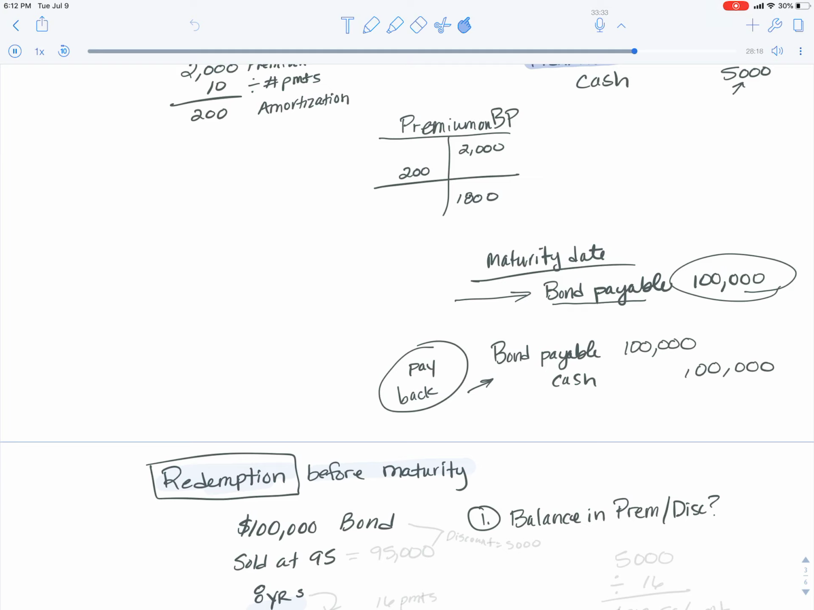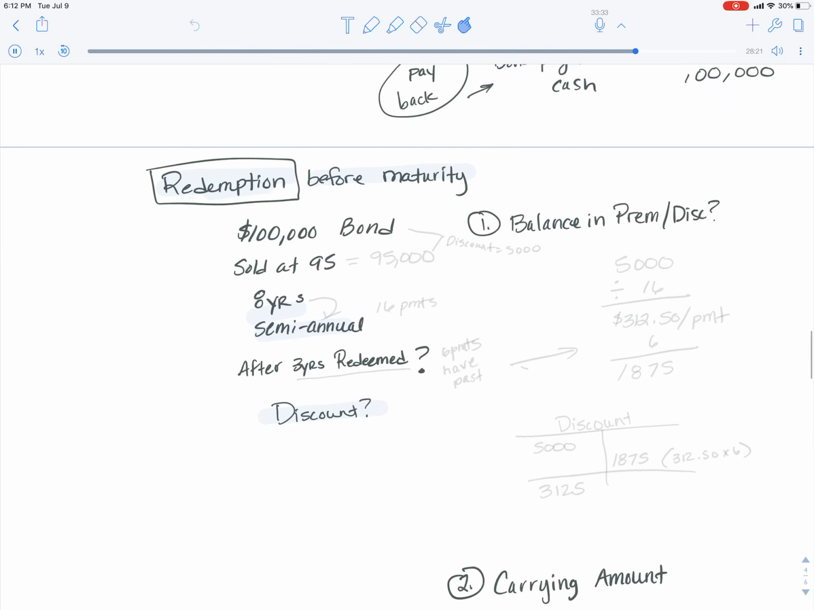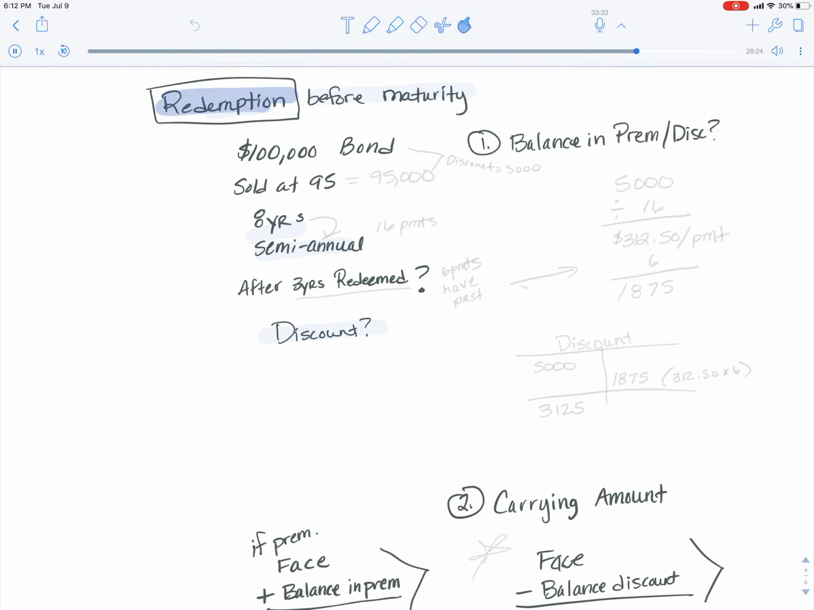Okay, so the last thing I want to cover is redeeming the bond. We may not wait all the way till maturity. We may redeem it before maturity. So in that case, when we redeem the bond, we may have a balance in our discount or premium account at that point. So there are 3 steps that you want to go through when you're redeeming a bond.